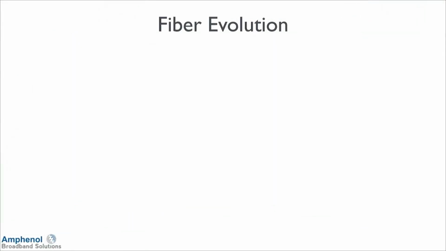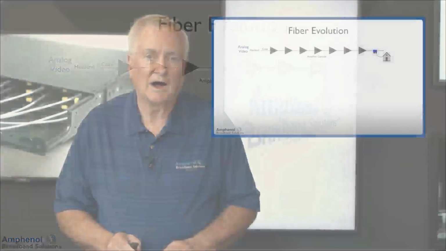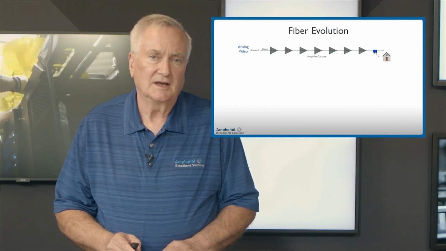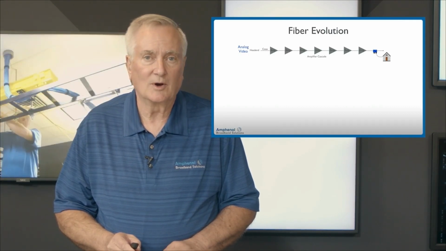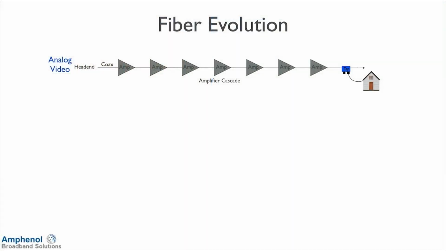Let's take a look at the evolution of fiber optics. What we're looking at here is amplifier cascades. When we first started out, we only had analog video, which was for entertainment purposes to watch video services such as ESPN, Showtime, HBO, things like that to the end consumer. We had a long cascade of amplifiers. This actually started at the head end where the signals were received.